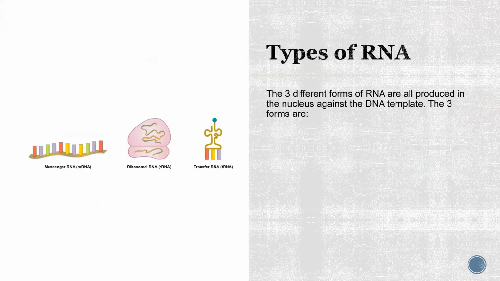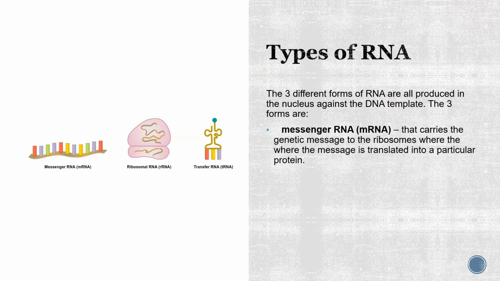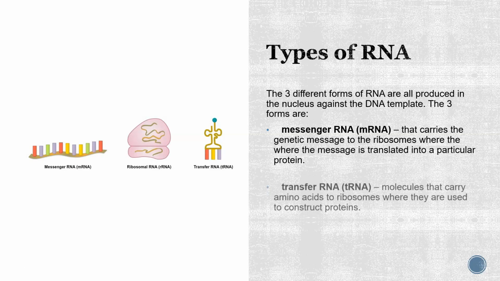Alrighty, so types of RNA. We spoke about mRNA, so this is messenger RNA. This carries the genetic message, the copy of the gene from the DNA, out to the ribosome, where that message can then be translated into a particular protein.